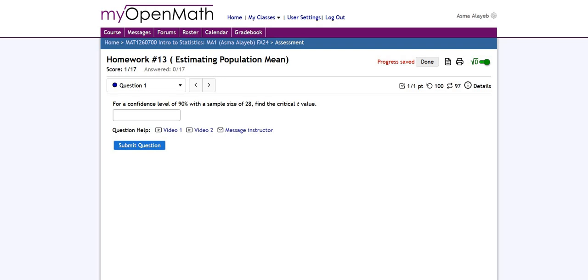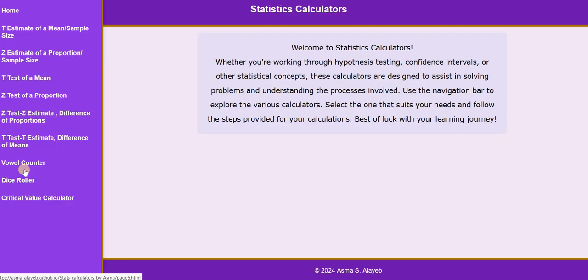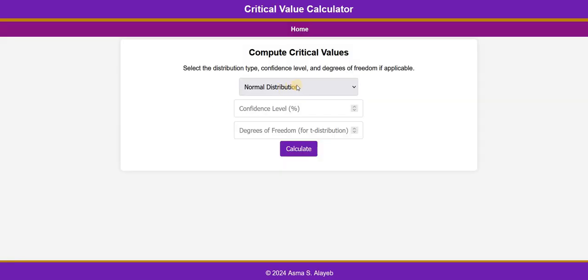I'm going to go back to homework 13. The first question says, for a level of confidence 90% with a sample size 28, find the T critical. In this case, we're going to go to the statistics calculator, and we're going to navigate to critical value calculators. We will not use the normal distribution because it says find the T critical value, so we're going to use the student T distribution.